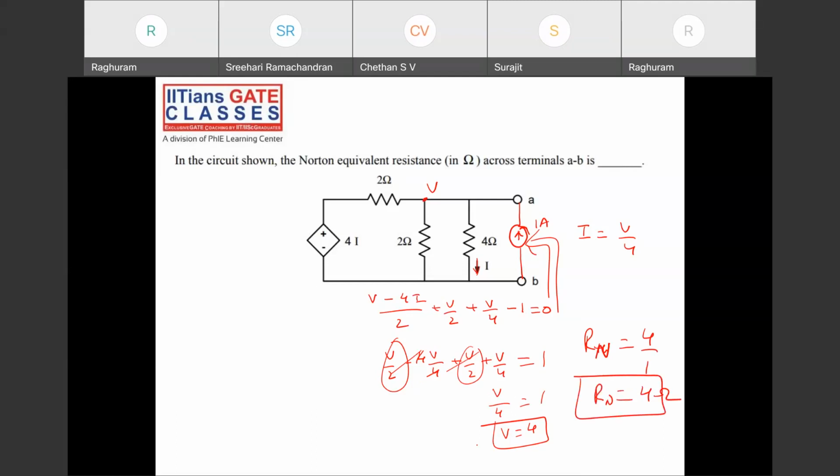So how much did you get? 1.33. Check it. Sir, actually in the intermediate step itself, I equal to V by 4 is written. So from there itself, we will get 4 ohms, right, sir? Just cross multiplying. I is equal to? No, I didn't understand.